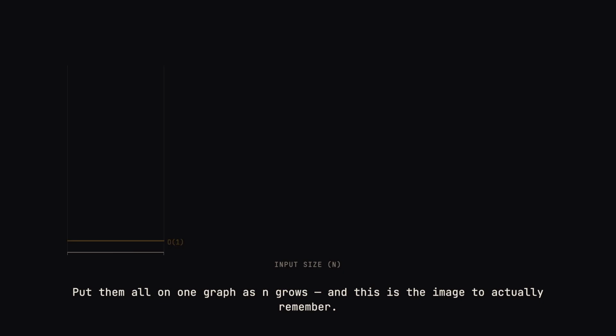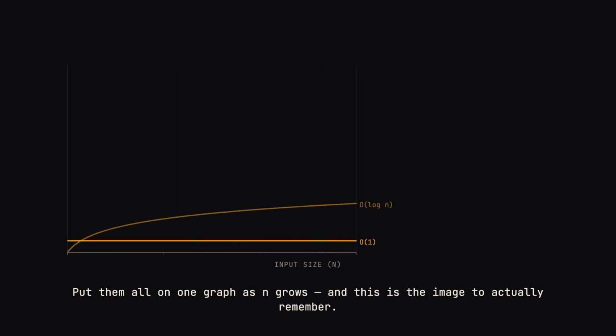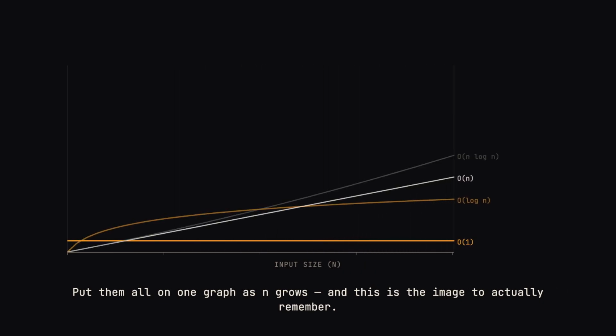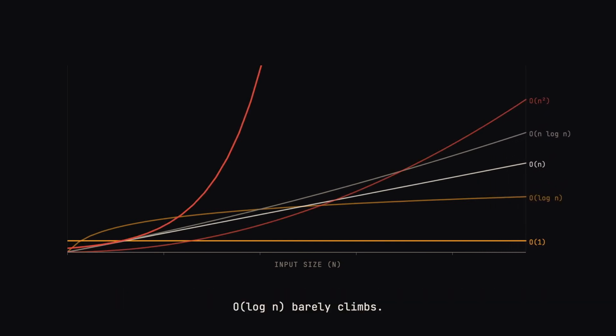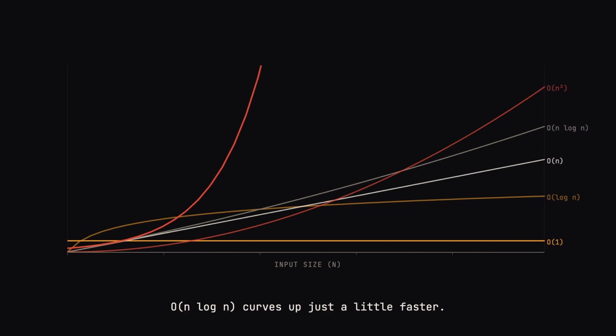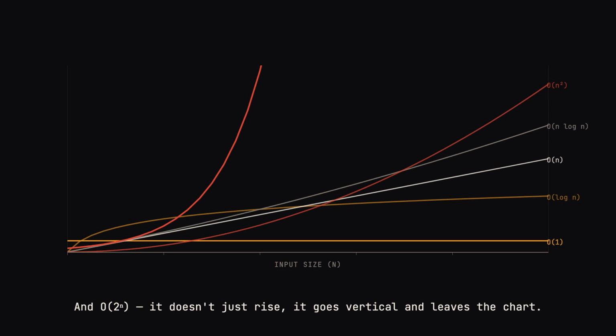Put them all on one graph as n grows, and this is the image to actually remember. Big O of 1 is flat, big O of log n barely climbs, big O of n is a straight diagonal, big O of n log n curves up just a little faster, big O of n squared bends sharply, and big O of 2 to the n, it doesn't just rise, it goes vertical and leaves the chart.